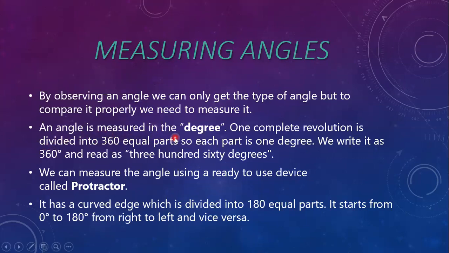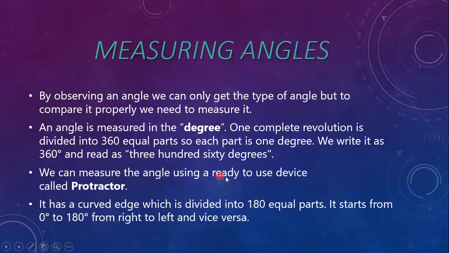An angle is measured in degrees. One complete revolution is divided into 360 equal parts, so each part is 1 degree. You can see this on a 360 protractor. Normally we measure angles in degrees, so there will be 360 equal parts, and each part is calculated as 1 degree. We write it as 360 degrees and read it as 360 degrees. This is how we write degrees.